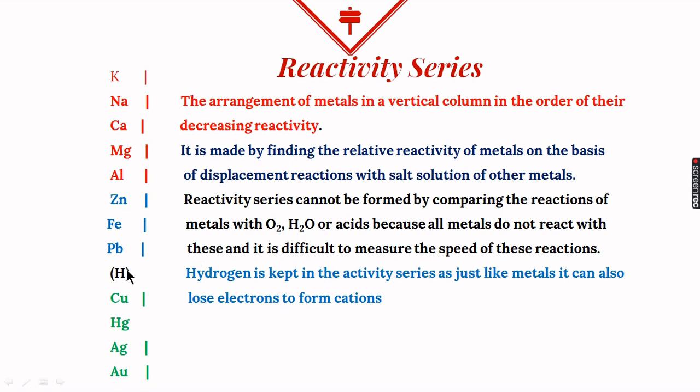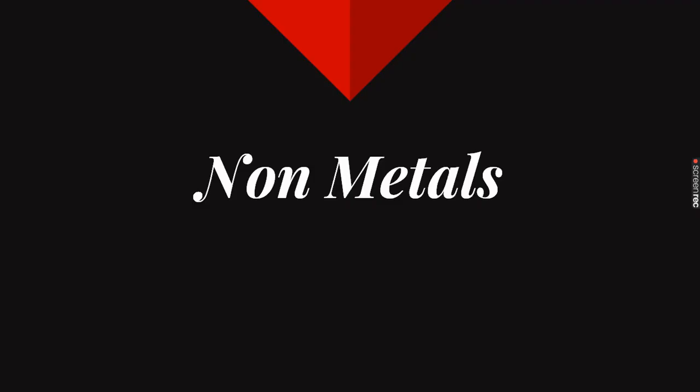Now, another thing is that hydrogen, which is a non-metal, is kept in this activity series for the reason that just like metals, it can also lose electrons to form cations.